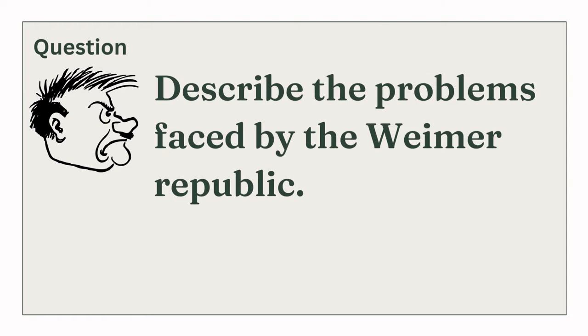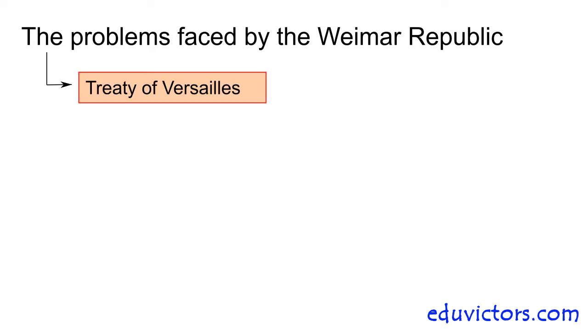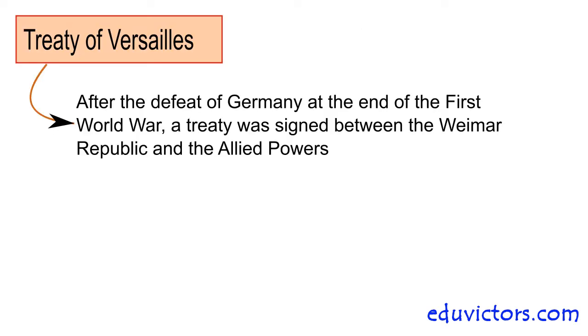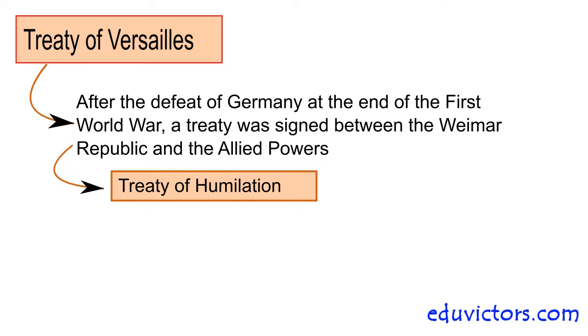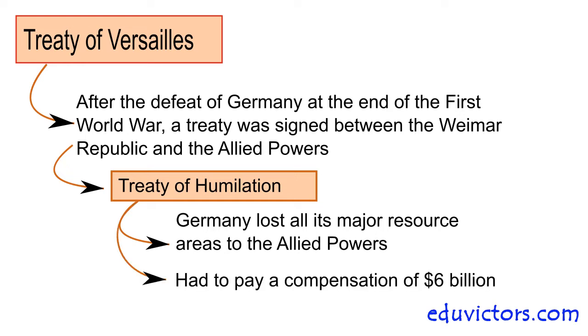Describe the problems faced by the Weimar Republic. The problems faced by the Weimar Republic can be seen from three perspectives: Treaty of Versailles, economic crisis, political crisis. Treaty of Versailles. After the defeat of Germany at the end of the First World War, a treaty was signed between the Weimar Republic and the Allied powers. It was considered the Treaty of Humiliation as Germany lost all its major resource areas to the Allied powers and had to pay a compensation of $6 billion.